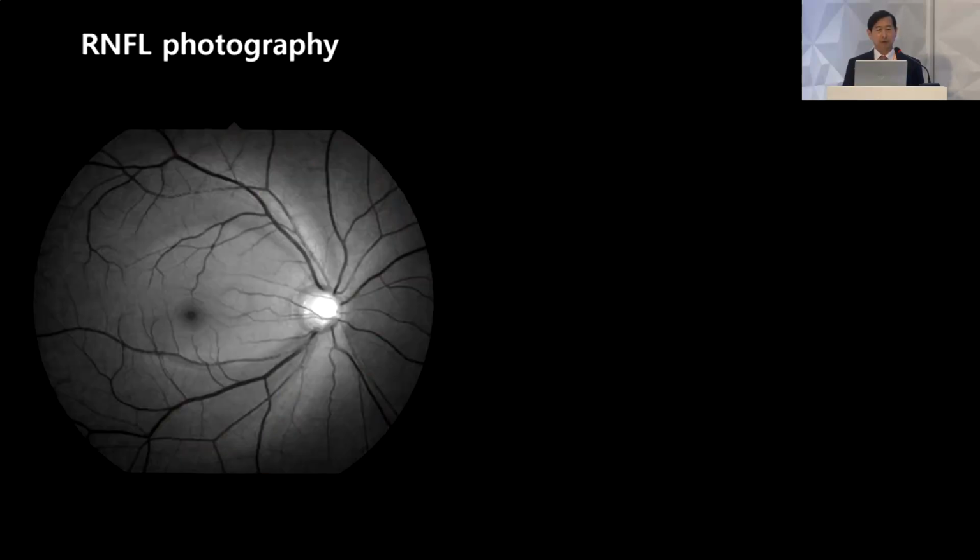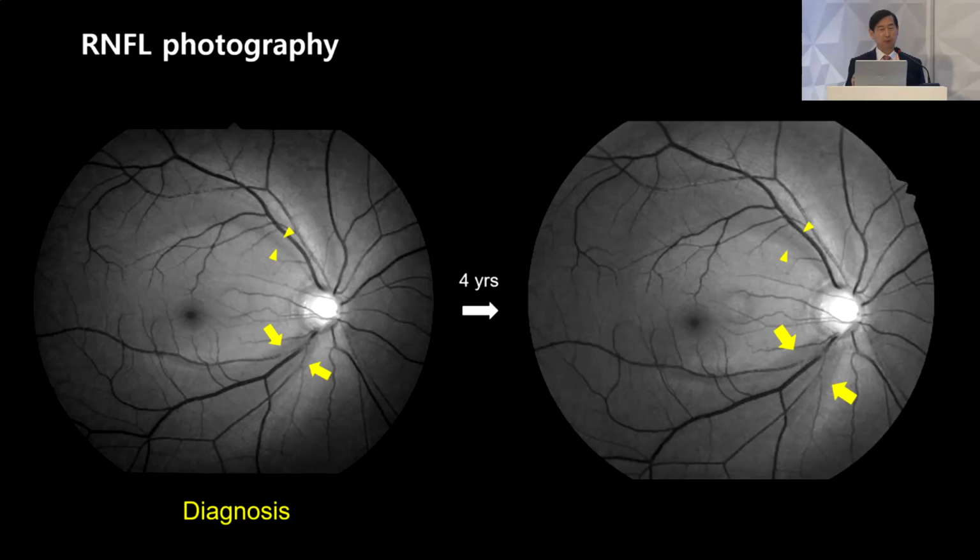Retinal nerve fiber layer photography can help us to diagnose glaucoma. So in this case, you can find superior temporal and inferior temporal defect, so we can diagnose glaucoma. And after 4 years, you can find progression, widening of the defect width. So we can also detect progression with RNFL photography. However, in myopic eyes, this kind of clear RNFL defects are not frequent.